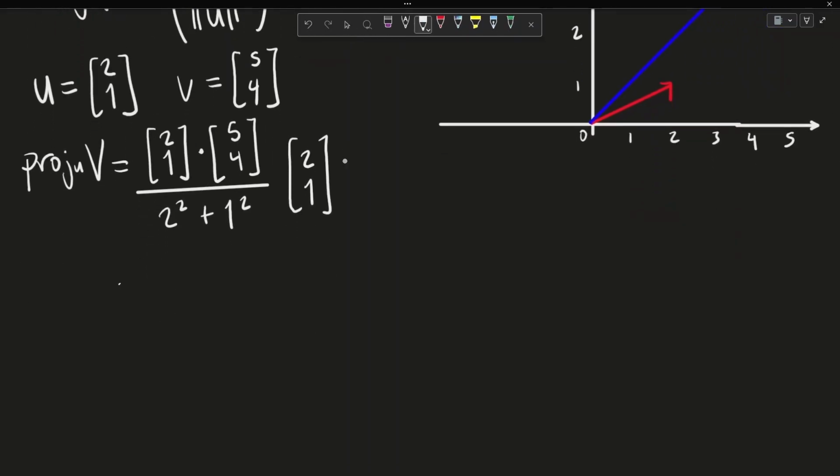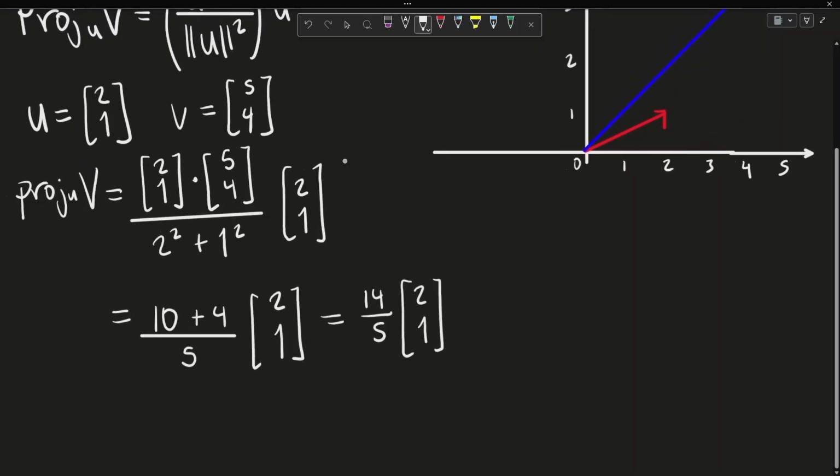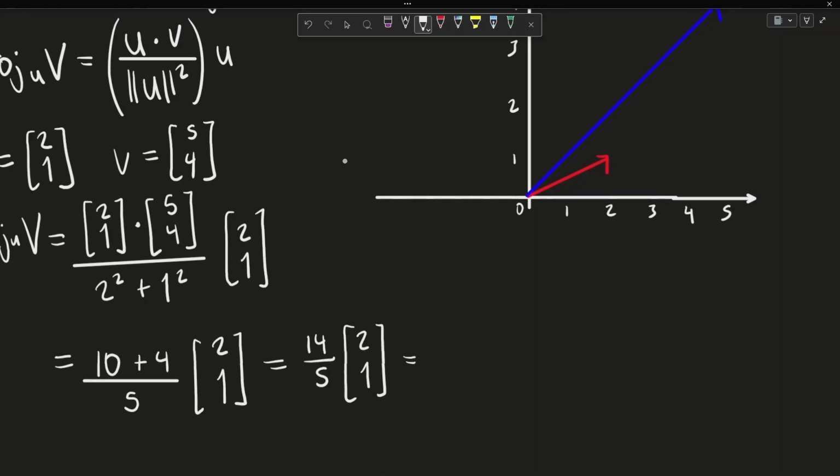And so what we have is 2 times 5, which is 10, plus 1 times 4, which is 4. We divide it by 2 squared, which is 4, plus 1 squared, which is 5. Then multiply it by 2, 1. And so what we get is 14 over 5 times 2, 1, which is equal to 28 over 5, 14 over 5.